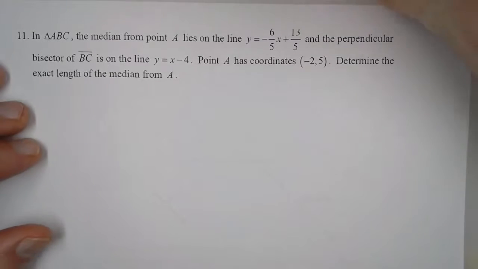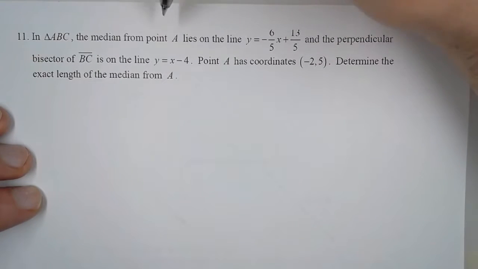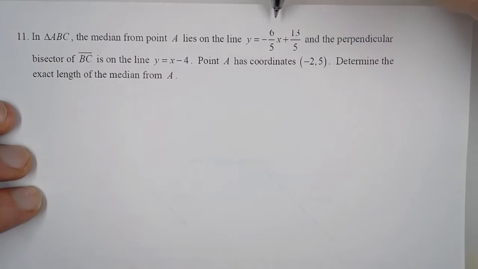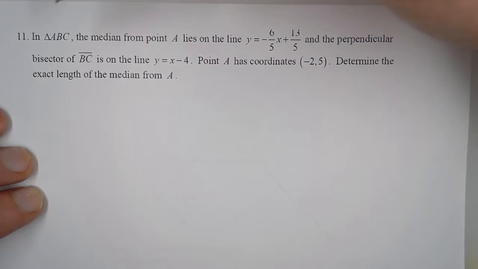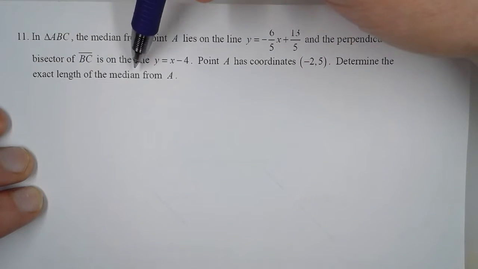The problem says in triangle ABC, the median from point A lies on the line y equals negative 6/5 x plus 13/5, and the perpendicular bisector of BC is on the line y equals x minus 4. Point A has coordinates negative 2, 5. We want to determine the exact length of the median from A.